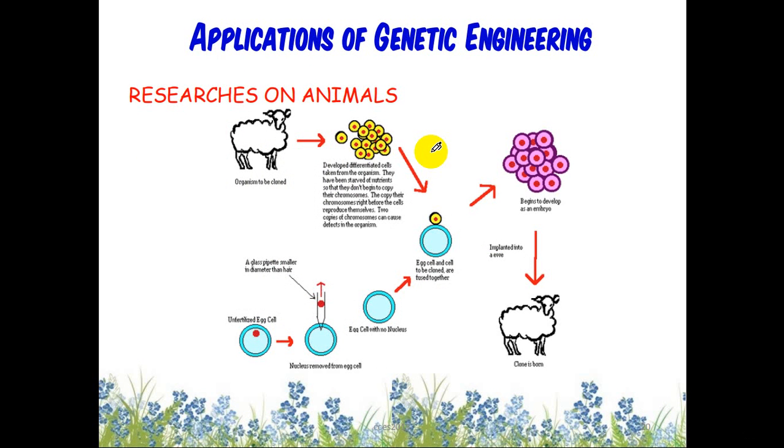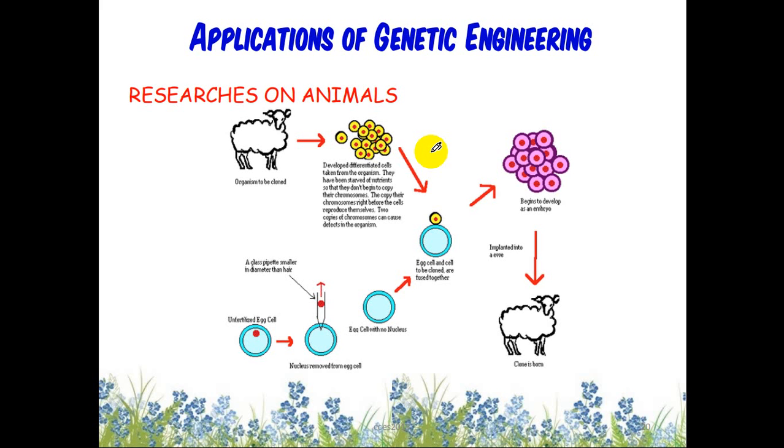Why do we do research on animals? Because of that we research on animals as well, to produce a good quality of animal with a high amount of meat, and which is able to produce good quality and quantity of milk as well. So usually we do that research like this.